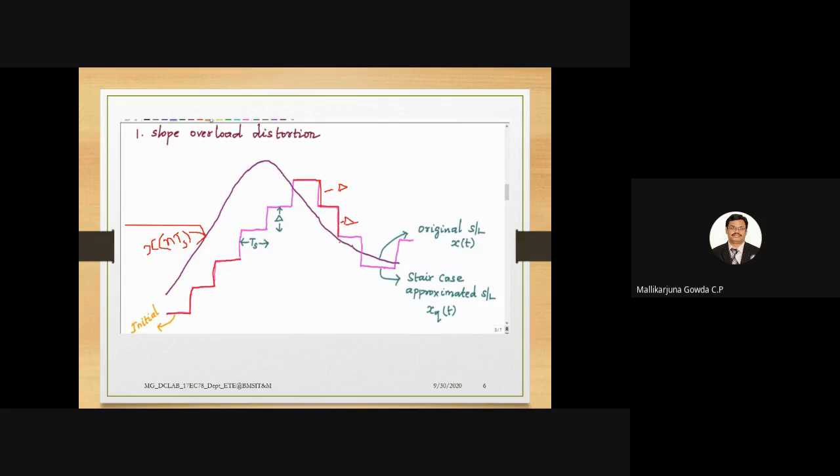Minus delta. So it keeps going like that. Again, come to this duration. Again, it compares. Now also, the staircase approximated wave is greater than the analog input signal, so it will be decremented by delta. Okay, so it stays here.